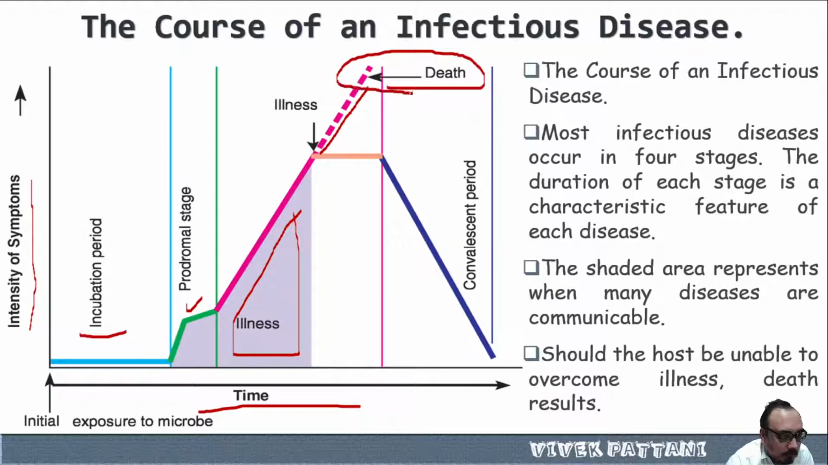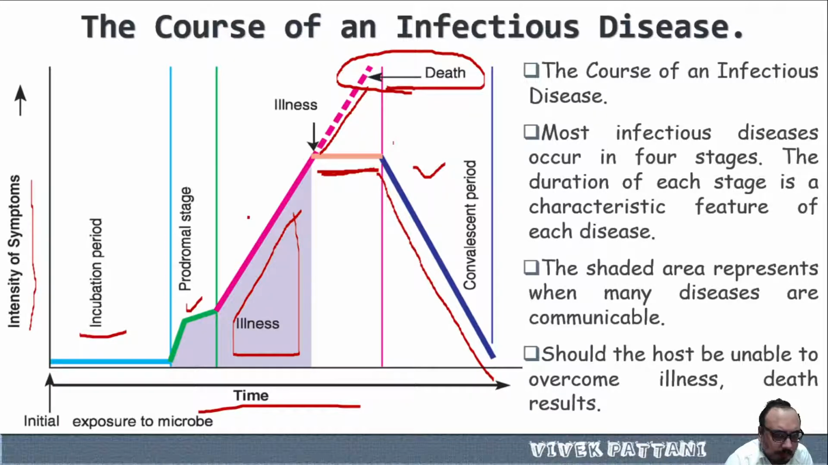It may also lead to death if the host immune system is not working properly or due to any other reasons. And finally, if the host immune system is working properly, the graph will stabilize, and then comes the last stage, the convalescent stage, where signs and symptoms start to disappear.